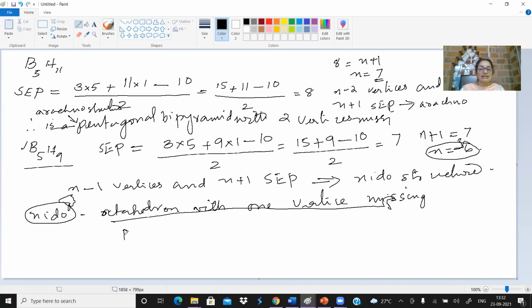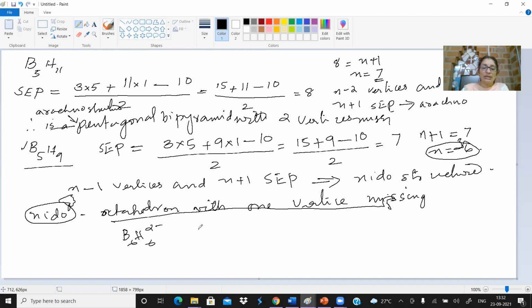Say B6H6 2 minus. Even otherwise, looking at the formula, because you have learned the general formula, you'll be able to say whether it is closo, nido or arachno. But this is how you find it out, by calculating and correlating the skeletal electron pairs with the structure and the shape.